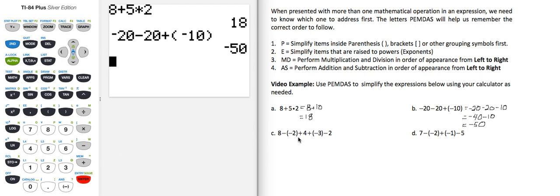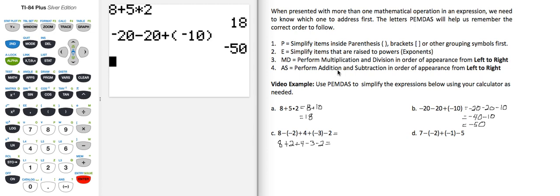Taking a look at part C, I've got all kinds of operations of subtraction, addition, negative signs, and parentheses. So let's do one big set of simplifications to resolve all of these signs. Underneath here, this becomes 8. A negative times a negative is a positive 2. Plus 4, I'm good there. Plus a negative is a negative 3 minus 2. Then all I have are addition and subtraction.